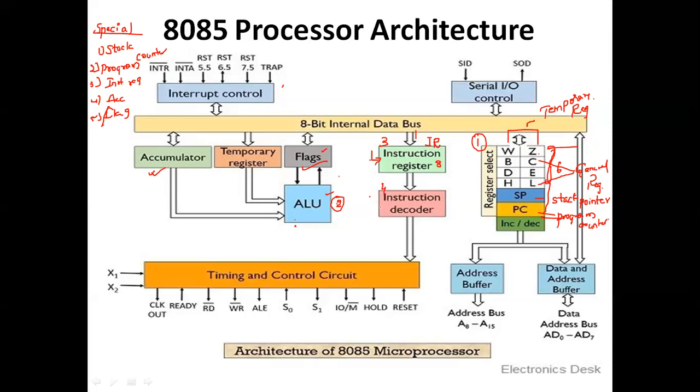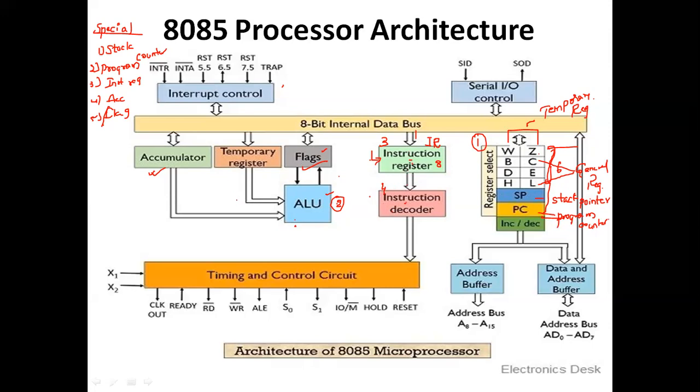And next comes the fourth one, the instruction decoder. What this instruction decoder is going to do is take the information from the instruction register and decode the instruction to be performed. As you can see the arrow mark over here, this instruction decoder gets the information from the instruction register, and decodes the instruction to be performed. That is the purpose of this instruction decoder.